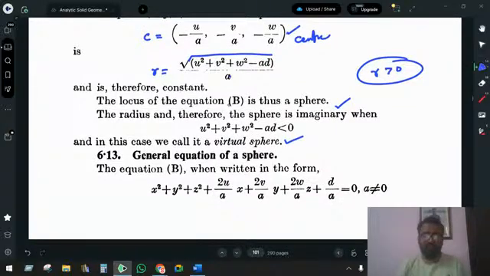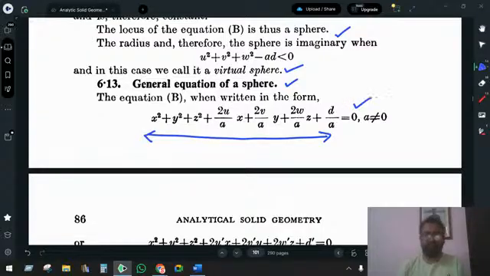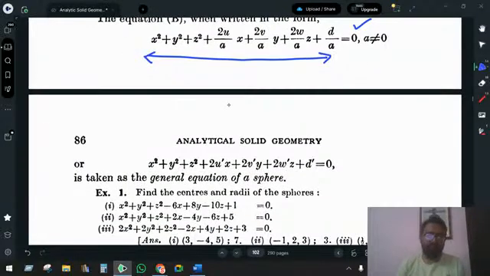And next, the general equation of a sphere. It is simply extending this equation and simplifying the squares only. So you will get this equation, and this is the general case: x square plus y square plus z square plus 2u dash x plus 2v dash y plus 2w dash z plus d dash is equal to 0. In this case, your center will be minus u dash, minus v dash, minus w dash. There also you can write it down.